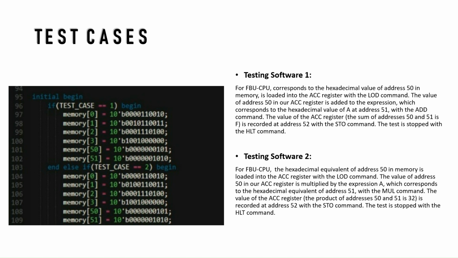Testing software 2. For Fbu Cpu, the hexadecimal equivalent of address 50 in memory is loaded into the ACK register with the load command. The value of address 50 in our ACK register is multiplied by the expression A, which corresponds to the hexadecimal equivalent of address 51, with the MUL command. The value of the ACK register, I mean the product of addresses 50 and 51, is 32, and 32 is recorded at address 52 with the STO command. The test is stopped with the HLT command.